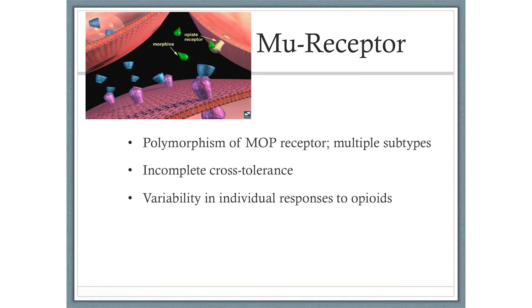The mu opioid receptor has over 100 polymorphisms and multiple receptor subtypes. And this is thought to influence opioid responsiveness and tolerance and abuse potential. And it's why patients will sometimes say, you know, one opioid works really well for me, but another one I never have an effect with.